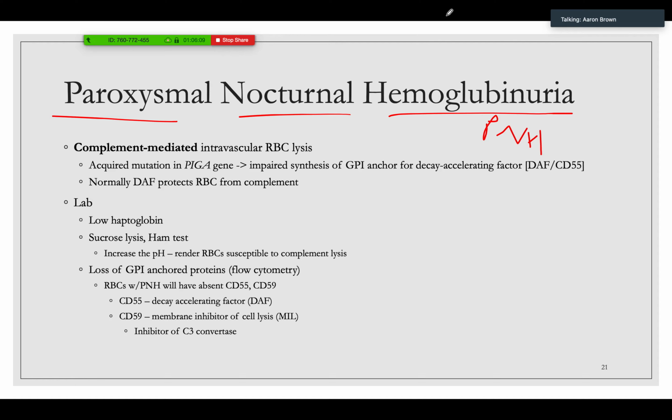Okay, and so when we break down this name, that's essentially what it means, right? Paroxysmal means randomly. It means sometimes it happens. Nocturnal. This is like us studying for step 1, nighttime.